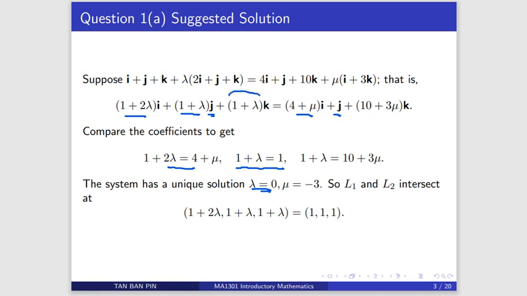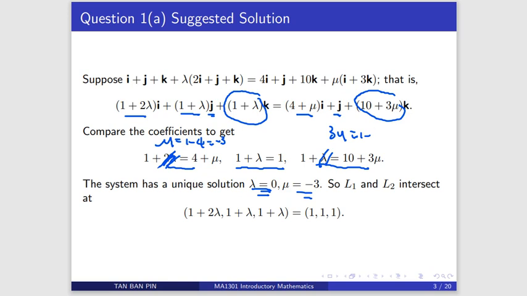And then you can compare the k term. 1 plus lambda is 10 plus 3 mu. Remember, we have found lambda to be 0. So if we sub lambda is 0, you can solve for mu. Lambda is 0, so you can cancel this term. So from here, mu is 1 minus 4, so minus 3. Same thing, you cancel the lambda term. 3 mu is 1 minus 10 is minus 9, so mu is minus 3. So both equations give you mu equal to minus 3. Which means the three equations have a unique solution. So L1 and L2 intersect.